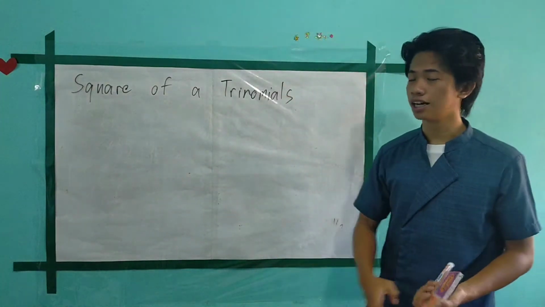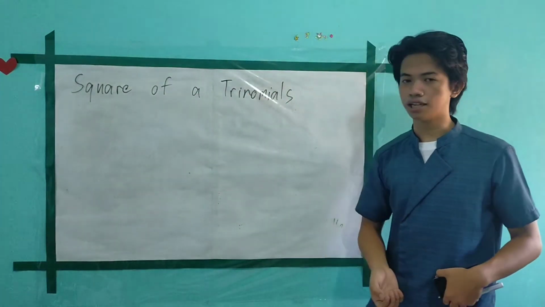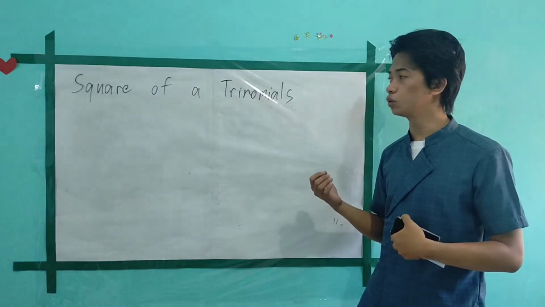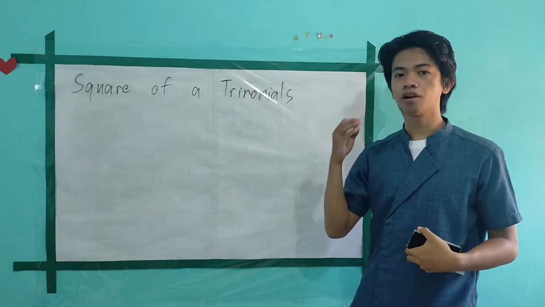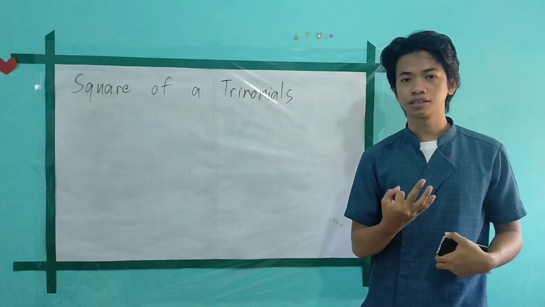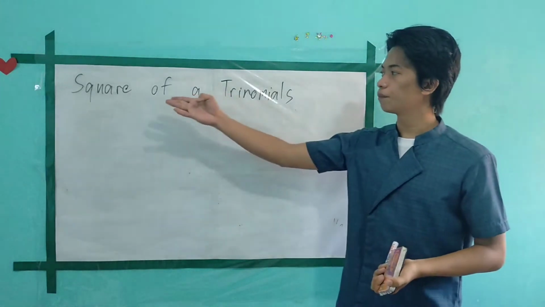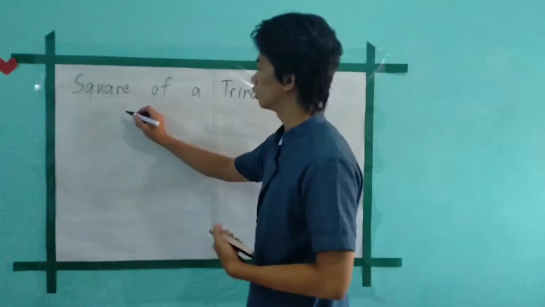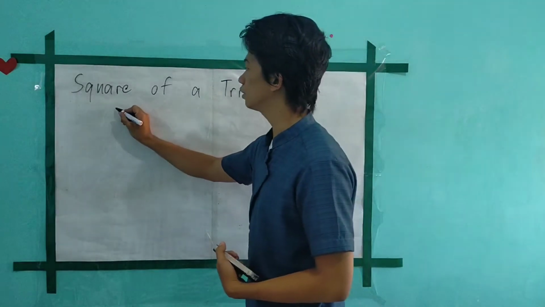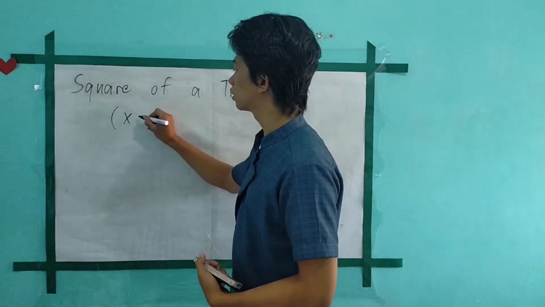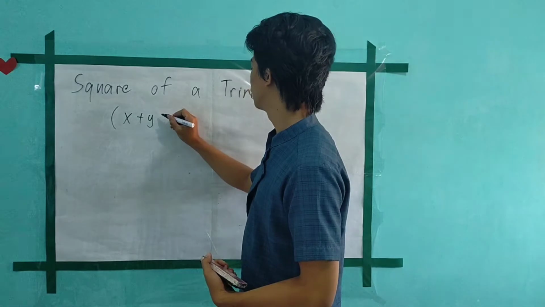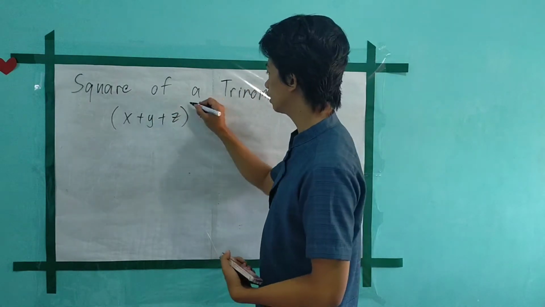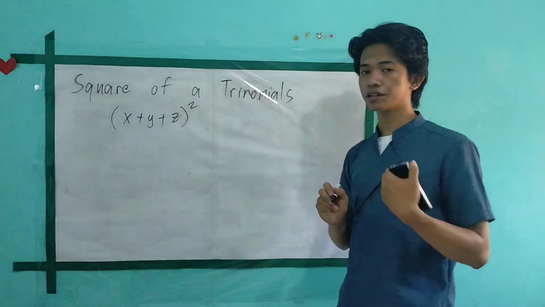Trinomials. Square of a trinomial. When we say square, an expression is raised to 2. A trinomial is a polynomial with 3 terms. So let's have an example of the square of a trinomial. Trinomial, 3 terms. Let's say x plus y plus z. Then square it. That's it, the square of a trinomial.